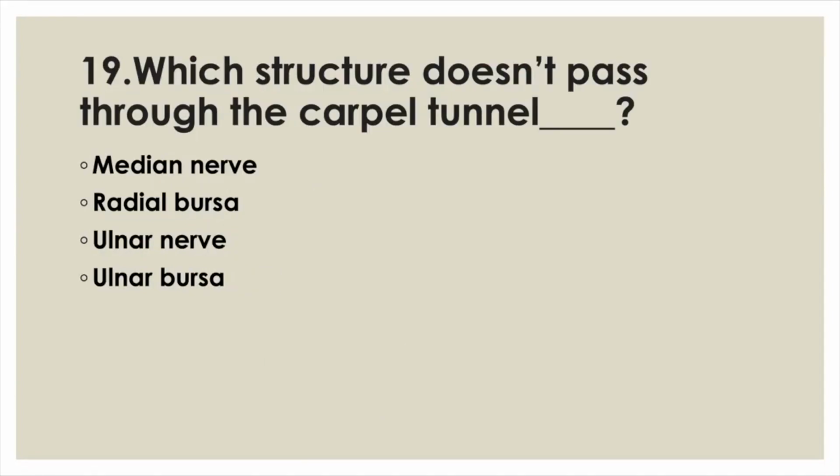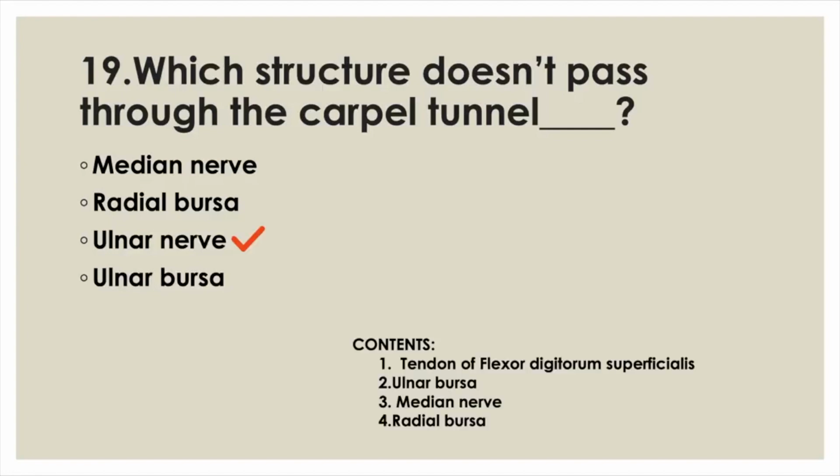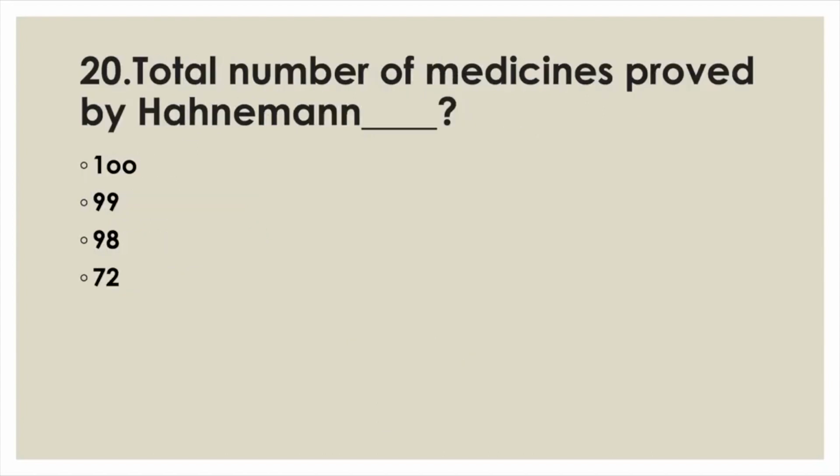Which structure does not pass through the carpal tunnel? Option A, median nerve. Option B, radial bursa. Option C, ulnar nerve. Option D, ulnar bursa. Answer option C, ulnar nerve. Contents of carpal tunnel: tendon of flexor digitorum superficialis, ulnar bursa, median nerve and radial bursa.